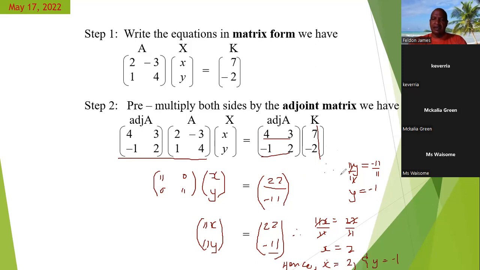All right, guys. Any question, Miss Wilson? Are you clear on how we get those values? Yes, sir. I saw how you did it. So I'm going to try it for myself afterwards.